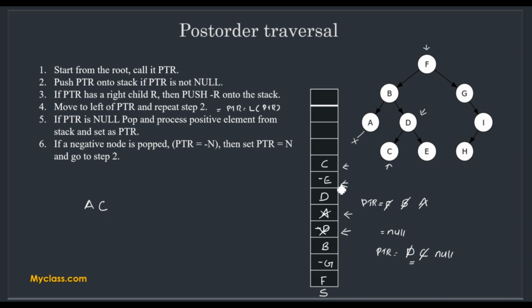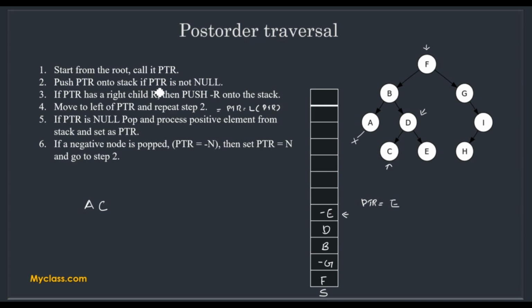Now the top of the stack contains minus. So if a minus value is contained, we want to do step 6. We have already popped; I have erased all the popped elements from the stack. Now the top of the stack contains minus E. If it is there, we want to set PTR equal to E and go to step 2.